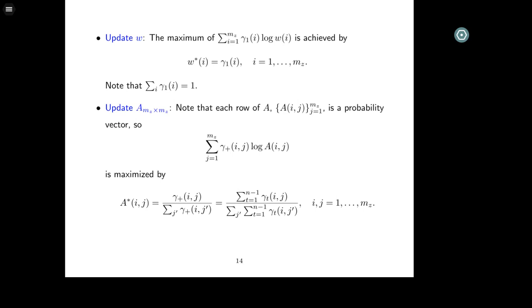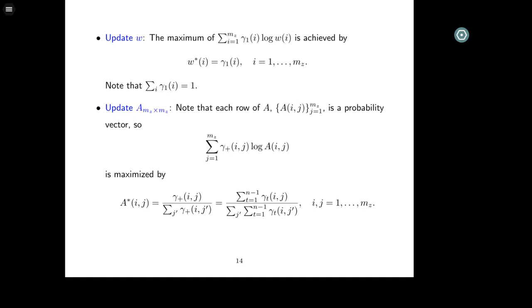Next, let's update A. A is a 3x3 matrix. If we fix I, every row of A is actually a probability vector. Okay? So you can go back and see that if you fix I, you can think about I as 1, okay?